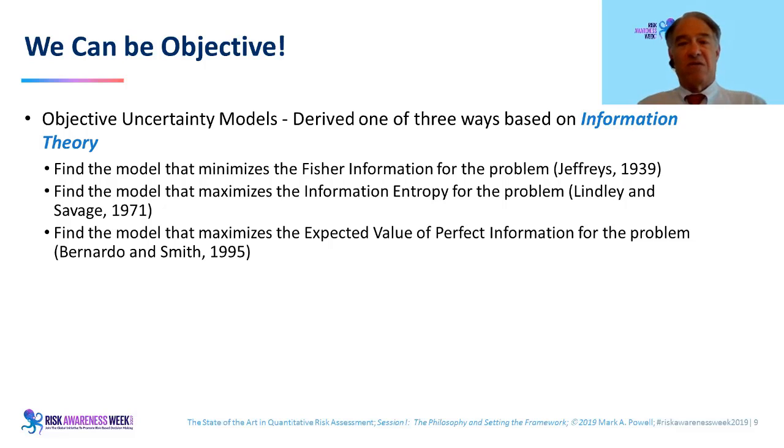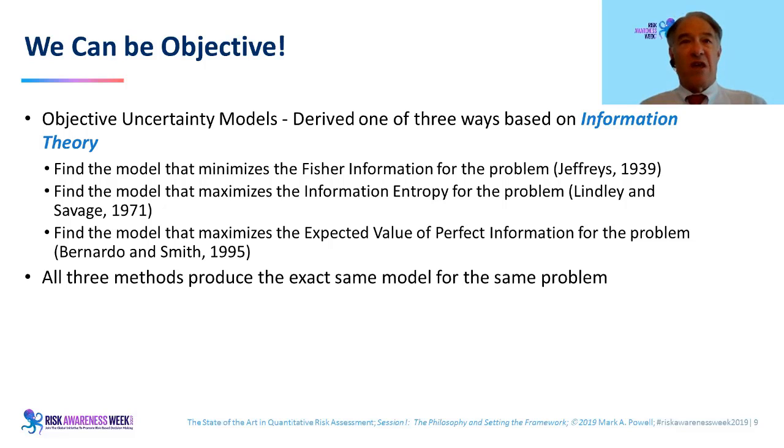Now, the really interesting thing is I've gone through derivations for a number of problems using all three to see what particular model I come up with for an objective uncertainty model for the prior. And in every case I've run so far to date, all three methods produce the exact same uncertainty model for the same problem. I don't know about you, but that's extremely reassuring to me. Three different approaches to how you would be objective, how you would maximize objectivity, and in each case you get the same model. That says that there's got to be some real solid base to these information theoretic methods that we have.